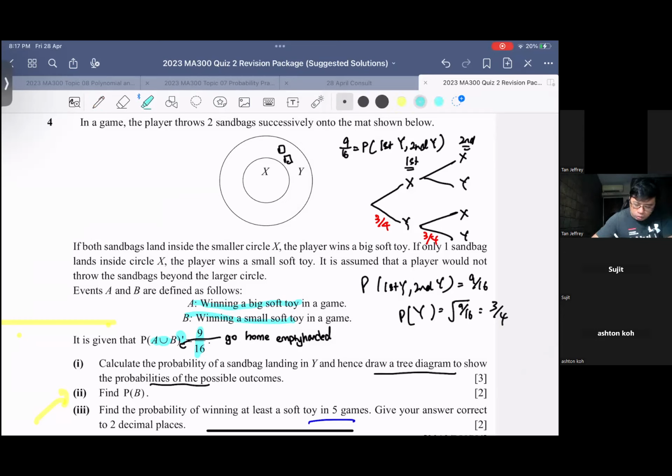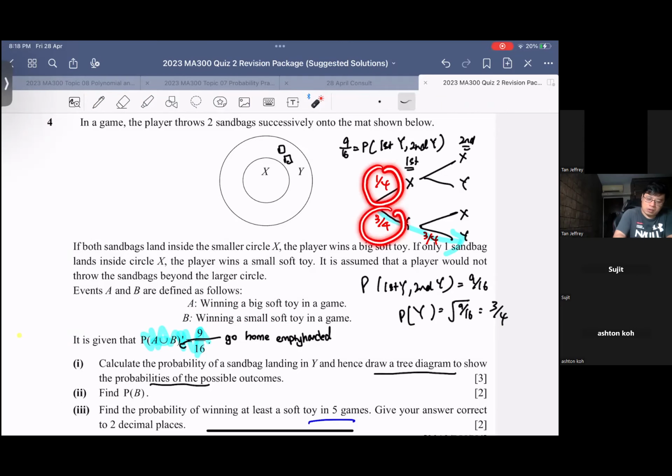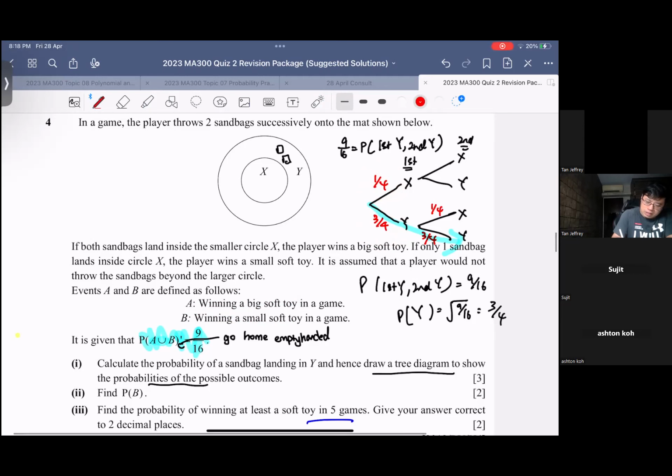This is the route where I go home empty-handed. This is actually my A union B prime. All those in blue point to the same thing, that is my A union B prime. Okay with you? Then after that, this is 1/4. If this is 3/4, then this has got to be 1/4. This has got to be 1/4, this has got to be 3/4, this has got to be 1/4. So that's what it looks like. My tree diagram I showed you already. It looks like that.